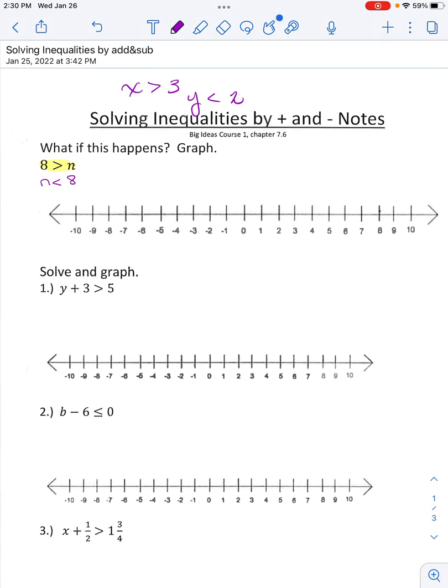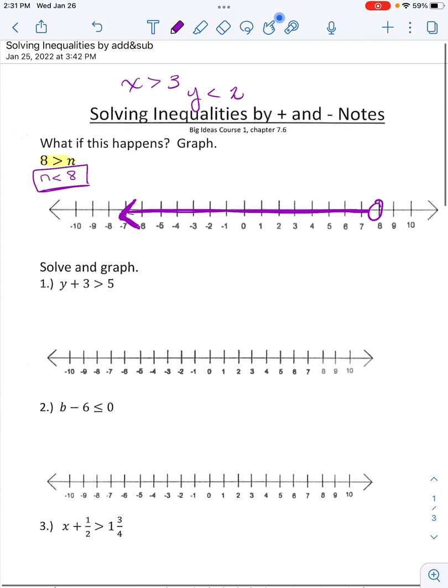When we go to graph that, remember that we find 8 on the number line. It's going to be an open circle because it's all numbers less than 8. We're not including 8. And then we're going to draw our line to the left because all numbers less than 8, and put an arrow on there as well. Okay? So, again, variables always go on the left. Then you will be putting your arrow on the number line in the correct way.